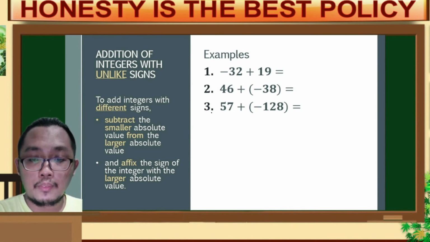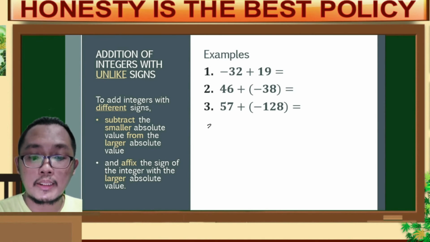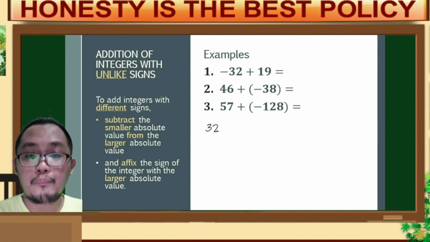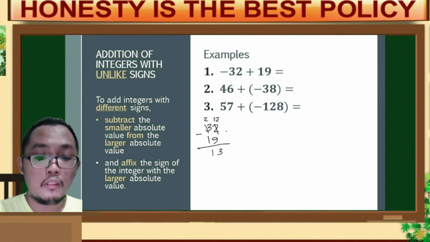Here we have to write first the larger absolute value, which is taken from the negative 32, whose absolute value is positive 32. And we need to subtract the smaller absolute value, and this is obviously the absolute value of 19, which is equal to 19. And now we have this to be equal to 13.